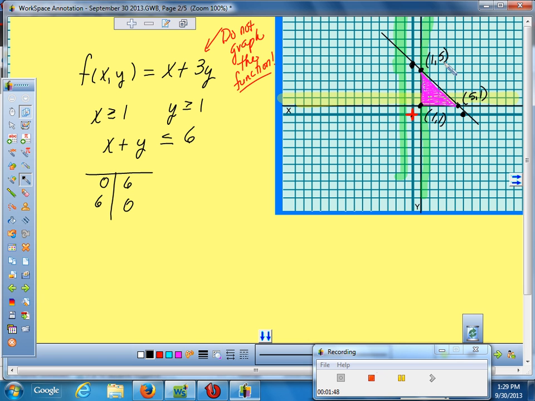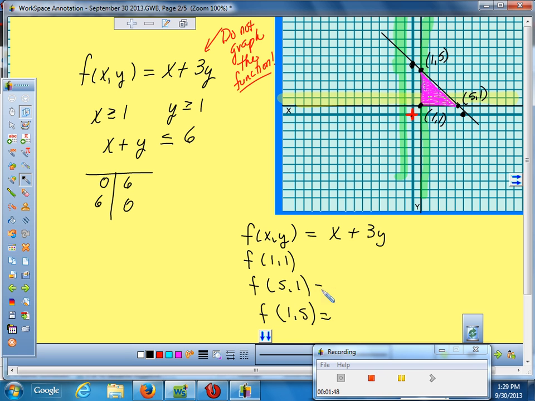So what you're going to do then to finally finish off your problem is you're going to take the function they gave you at the very beginning here. I'm going to recopy it a second. We have x plus 3y. You're going to take your coordinates, so you're going to take the 1, 1, the 5, 1, and the 1, 5, and you are going to substitute them into this function, see which one comes out biggest and which one comes out smallest.